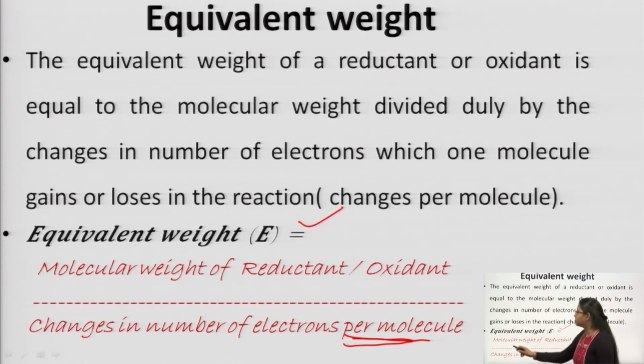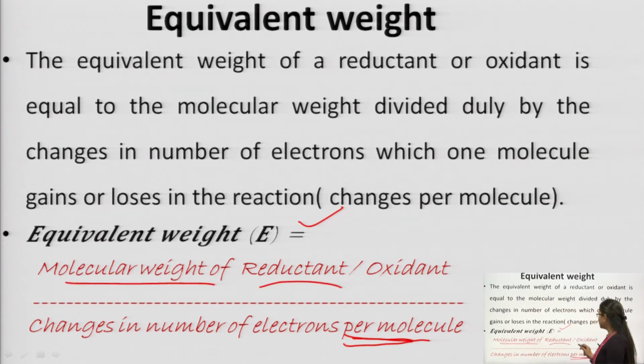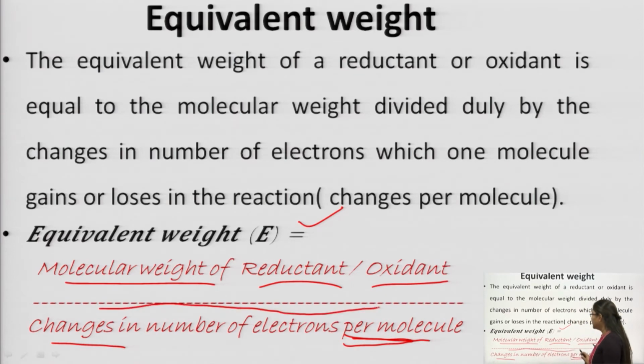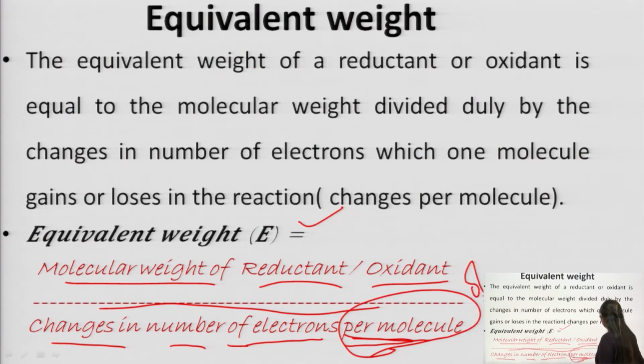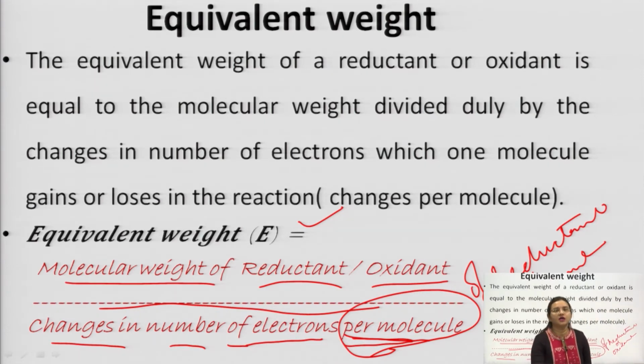Equivalent weight is equal to the molecular weight of reductant and oxidant divided by the change in number of electrons per molecule of reductant or oxidant, for whomsoever you are calculating the equivalent weight.